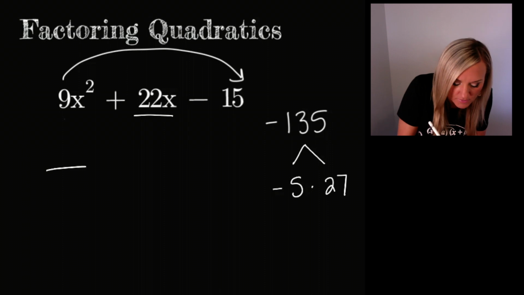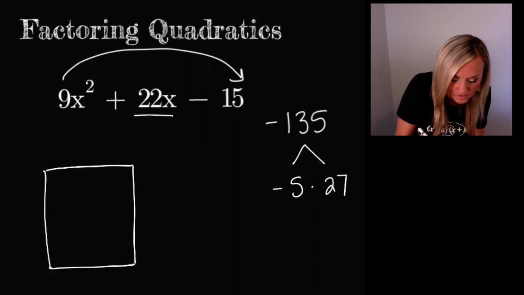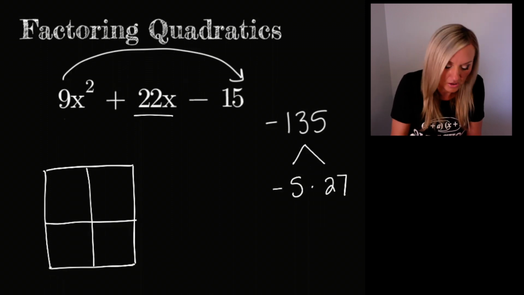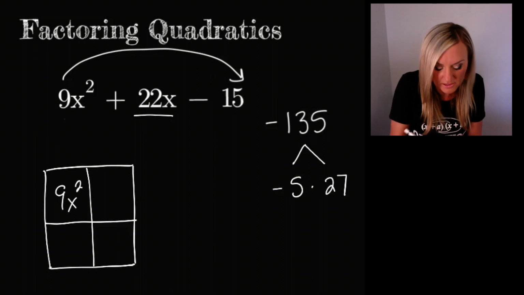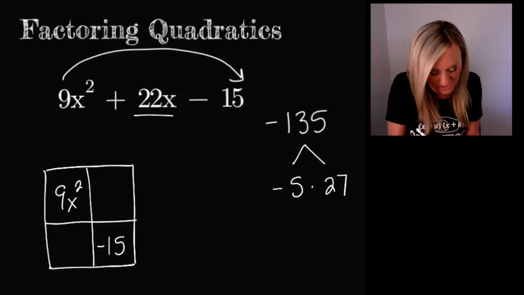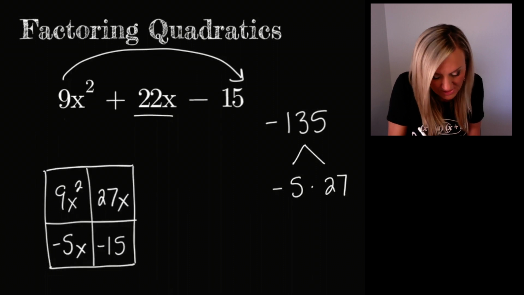Okay, so I'm going to draw my box next. I swear, my boxes are never pretty. I try. It's okay. 9x squared. First term goes in the first box, last term goes in the last box, and the 2 that we found, don't forget about your x's, negative 5x and a positive 27x.